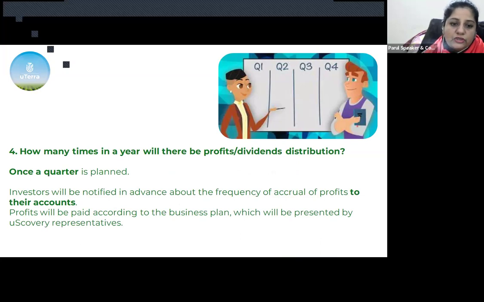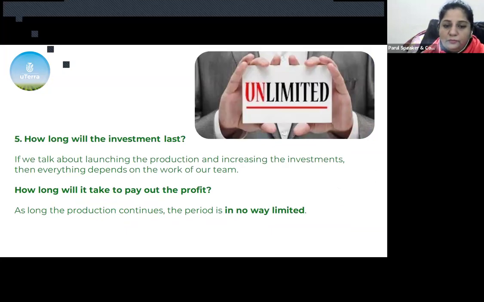Again, the next question: how many times in a year will there be a profit distribution? Not dividend, but the profit distribution. So once a quarter is planned, after every three months. The investor will be notified in advance about the frequency of accruals of profits to their accounts. Profit will be paid according to the business plan, which will be presented by the USCovery representative. You will always be notified in your news, and you will get a mail also. So check your back office again and again. It's very necessary to be updated.